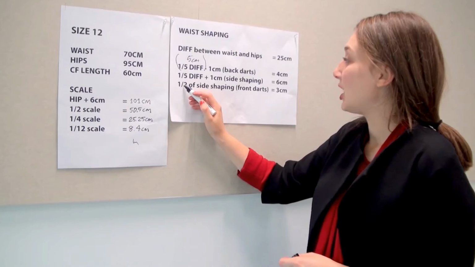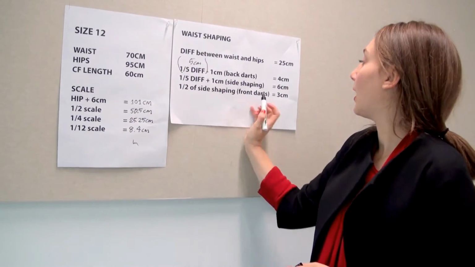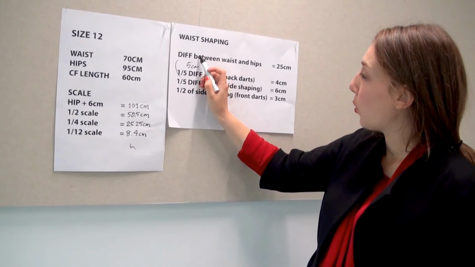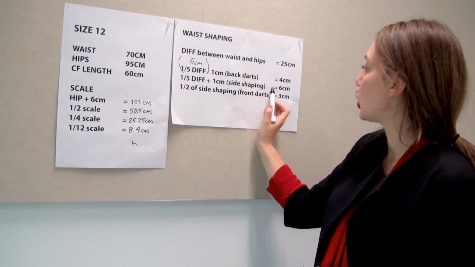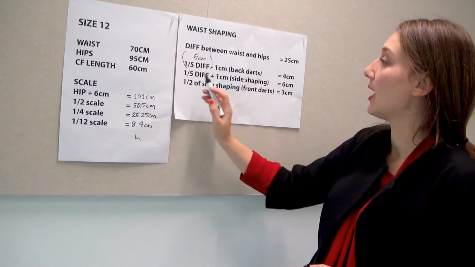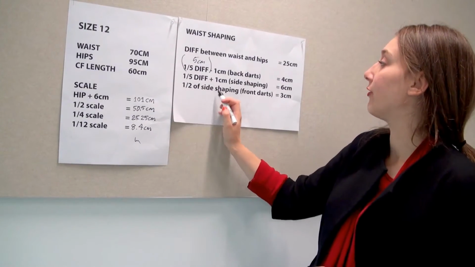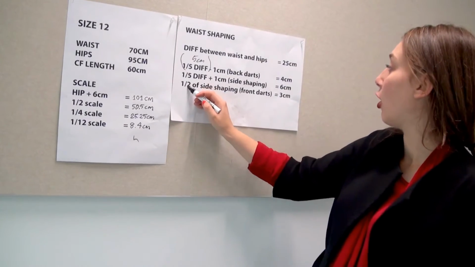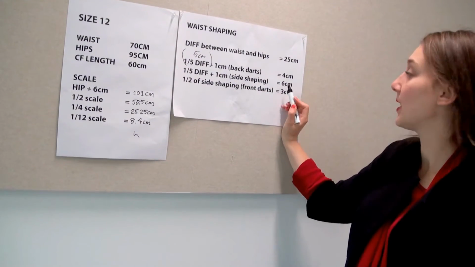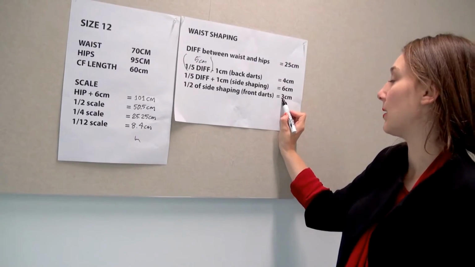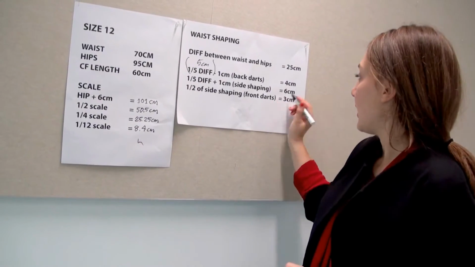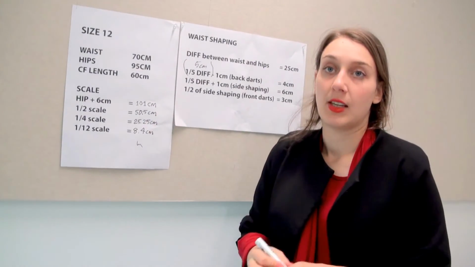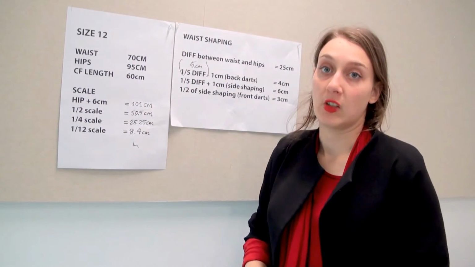To establish the front dart value, we take not the 1/5 difference, but the side shaping, this 6 centimetres. It asks us for half of the side shaping equals the front darts. So half of 6 centimetres equals 3 centimetres. That's all our measurements for the standard size 12 for the skirt block.